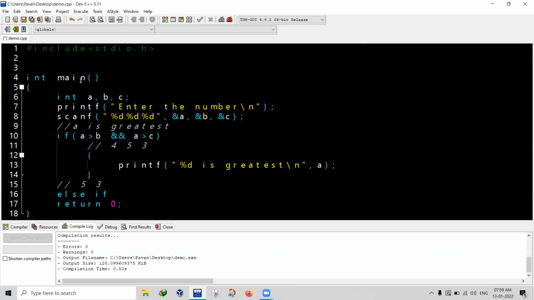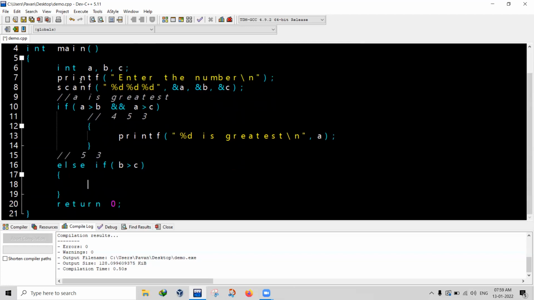Just write else if ladder. You people will be familiar. If not, go back to control statement videos and watch it. Is B greater than C? Just check one condition, because A has already been eliminated from the competition. If this is true, printf percentage D is greatest, and definitely the given number is B.